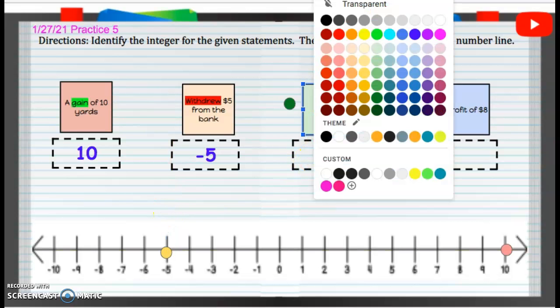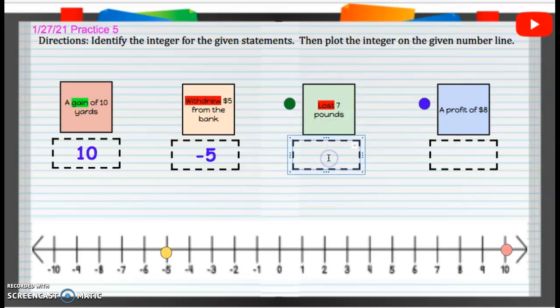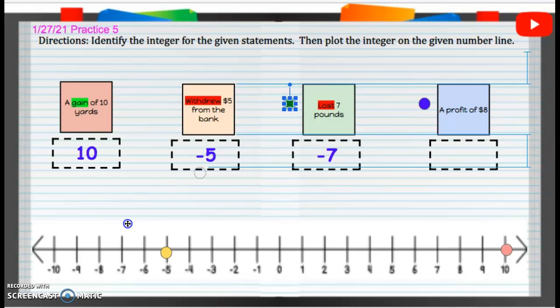Lost 7 pounds. So loss of 7 pounds is going to be a negative, and you're going to have that 7. So loss of 7 pounds, negative 7, we'll plot that on our number line.